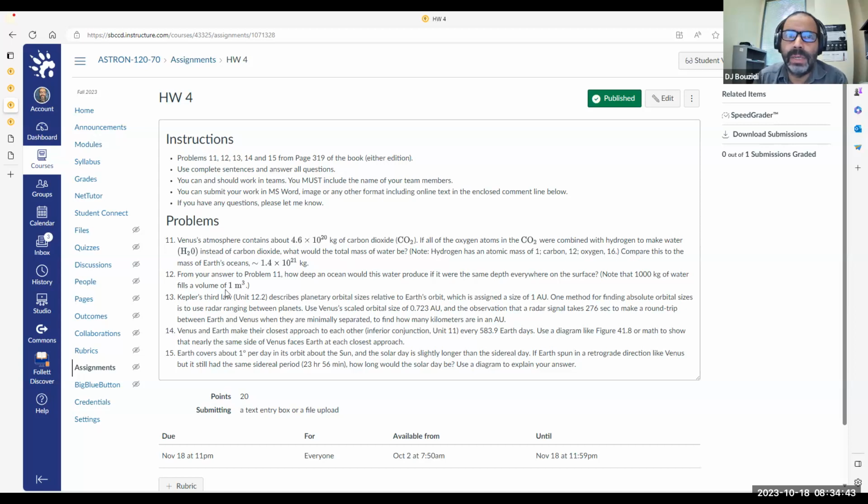The third problem gives you a way of finding how much an astronomical unit is. You send a laser beam from the Earth to Venus. When they are at their closest approach, Venus will be at a distance of 0.723 astronomical units from the sun, meaning that it's going to be about 0.277 away from us. You send a laser beam, it hits the planet, it comes back, and it takes 276 seconds to do that.